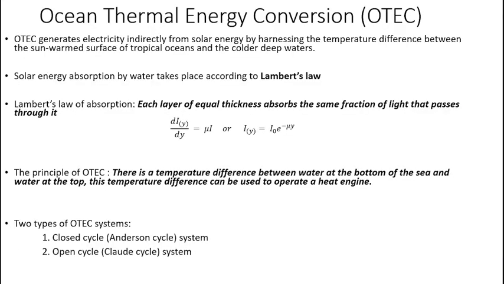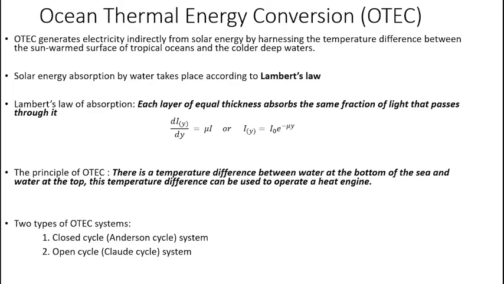And the next one is ocean thermal energy conversion, that is OTEC. As mentioned earlier, this OTEC generates electricity indirectly from solar energy by harnessing the temperature difference between the sun-warmed surface of tropical oceans and the colder deep waters. Due to solar radiation, the surface layers of the ocean have a higher temperature, about 25 degrees Celsius. And the deep layers have a lower temperature, that is about 10 degrees Celsius. This temperature difference is what is actually used in OTEC plants.